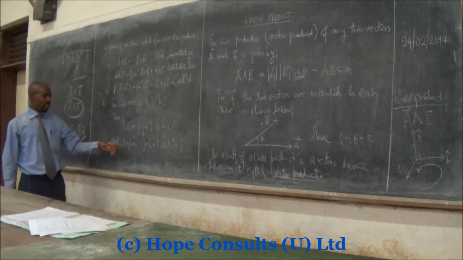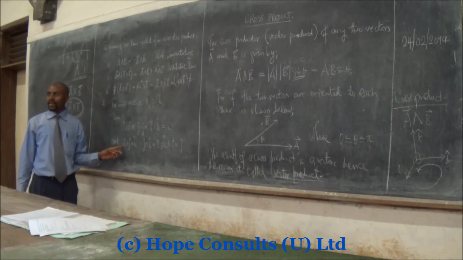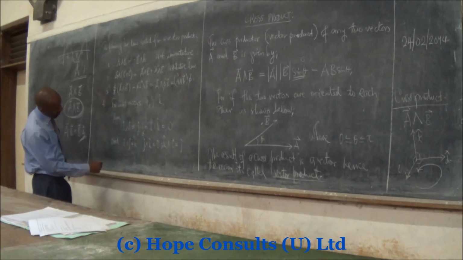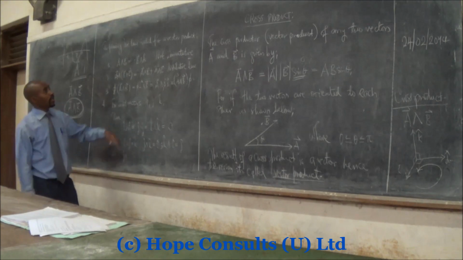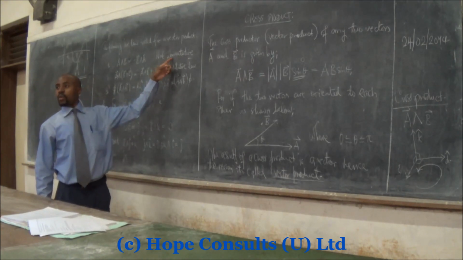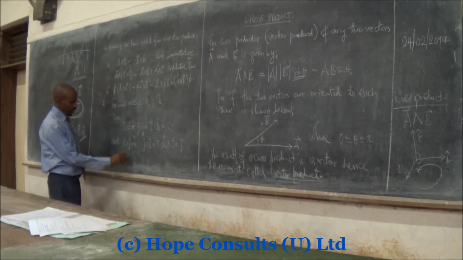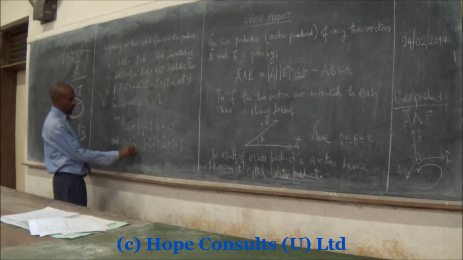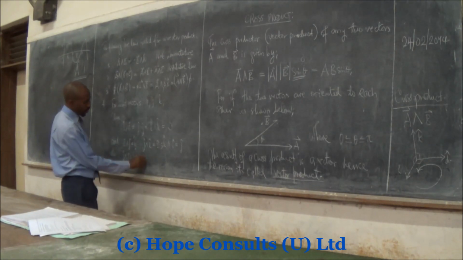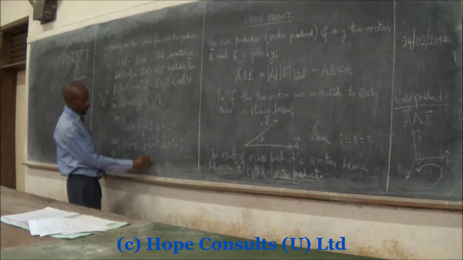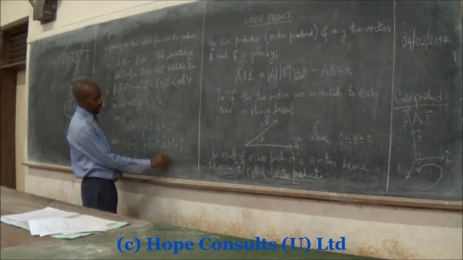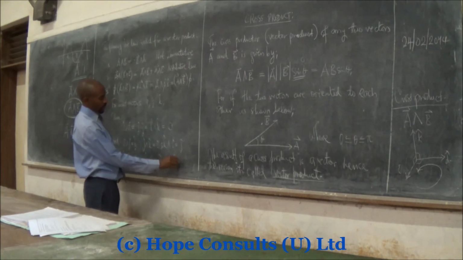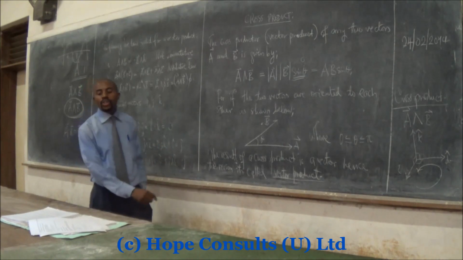What would happen for JI? According to the anti-commutative law, JI gives a minus K, KJ gives a minus I, IK gives a minus J.